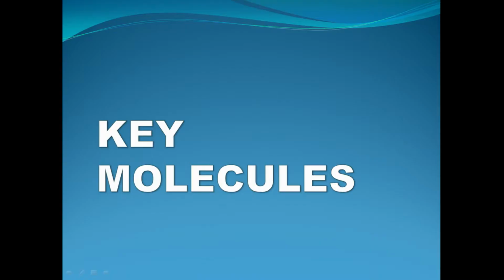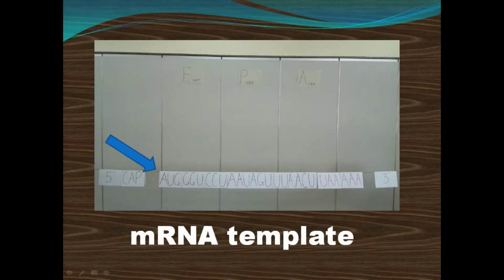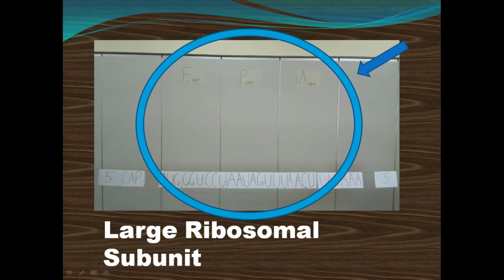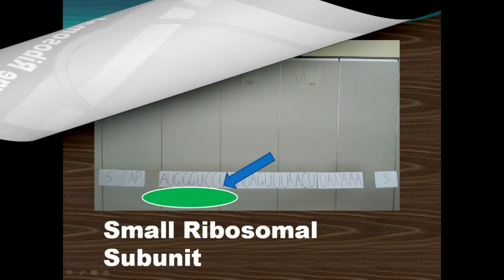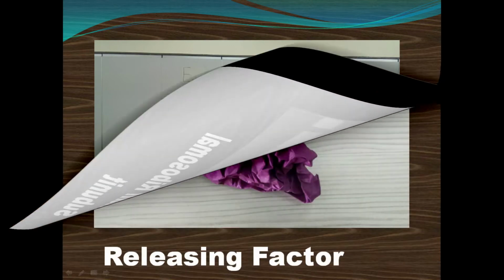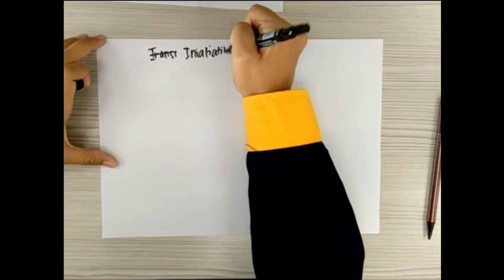This translation process contains five key molecules. First, the tRNA. Second, the mRNA template. Third, the large ribosomal unit. Fourth, the small ribosomal unit. And fifth, the releasing factor. The first step is initiation.